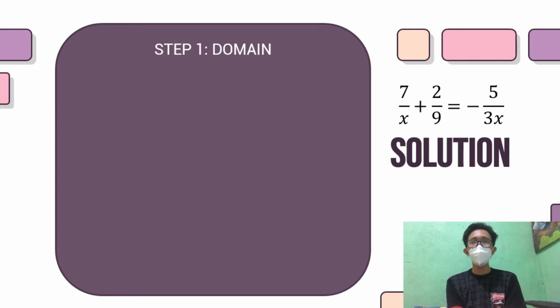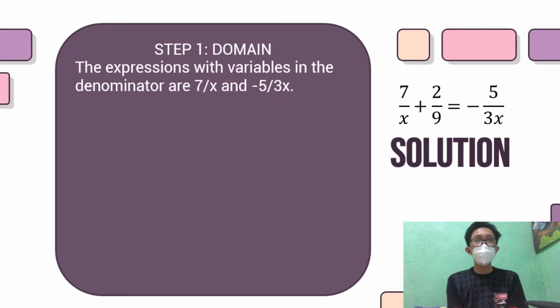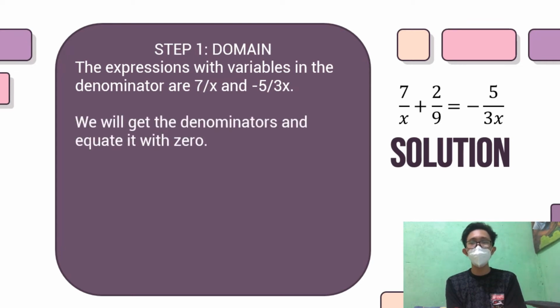So sa ating equation, 7 over x plus 2 over 9 is equal to negative 5 over 3x, kukunin natin muna yung domain. So kukunin lang natin yung mga expressions na may variable sa denominator. So in this case, the expressions with denominators having a variable is 7 over x and negative 5 over 3x. So hindi na natin kukunin yung 2 over 9 kasi wala namang variable involved doon sa denominator niya. So i-equate na natin siya with 0. So we will get the denominators and equate it with 0.